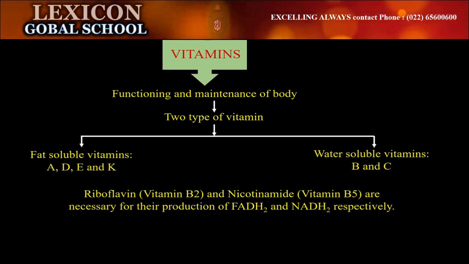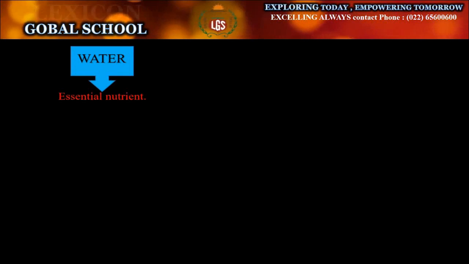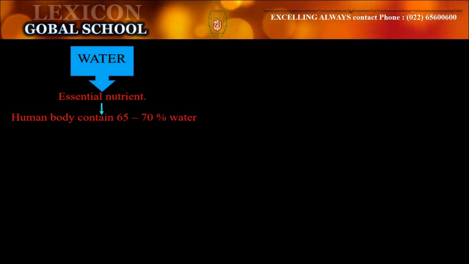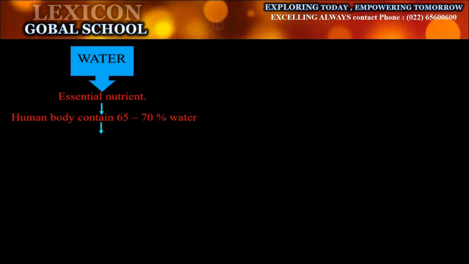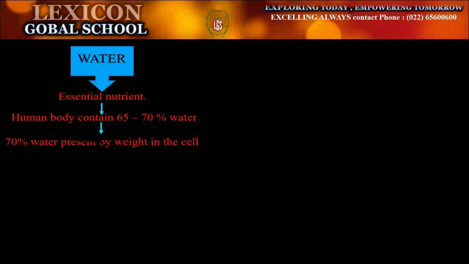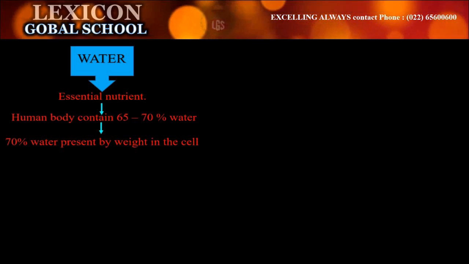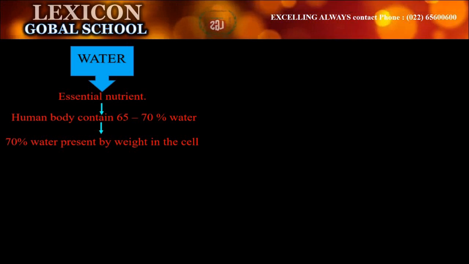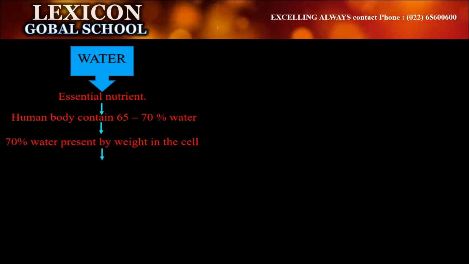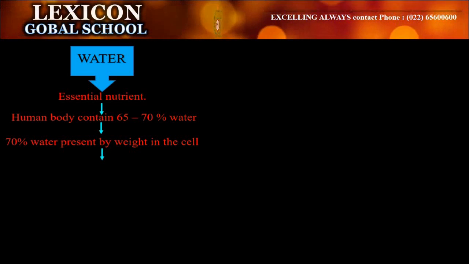Now we are going to study about water. Water is an essential nutrient. The human body contains about 65 to 70% of water. 70% water is present by weight in every cell, whereas blood plasma itself has 90% water content. Loss of water or dehydration can cause problems with the functioning of cells and later that of the body.